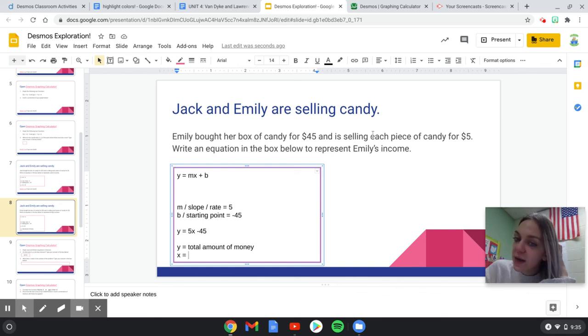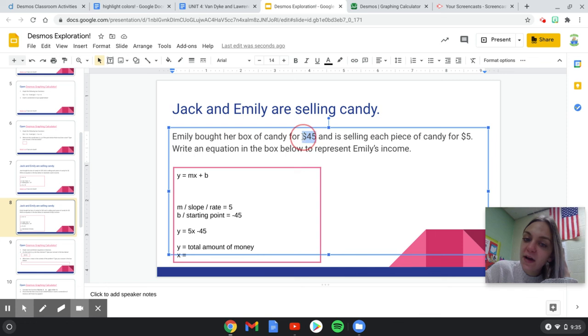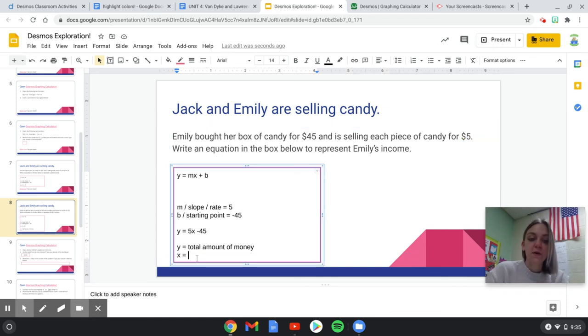And if I'm looking to see what can change, this $45 for her initial fee, that doesn't change. That's just one time. She makes $5 for each piece of candy that she sells. That doesn't change. But the number of candy bars that she sells can change. So x is going to tell me how many candy bars she sells. Usually x tells us how many of something, how many hours, how many candy bars, how many marbles, whatever your problem might be asking for. x is going to tell you how many.